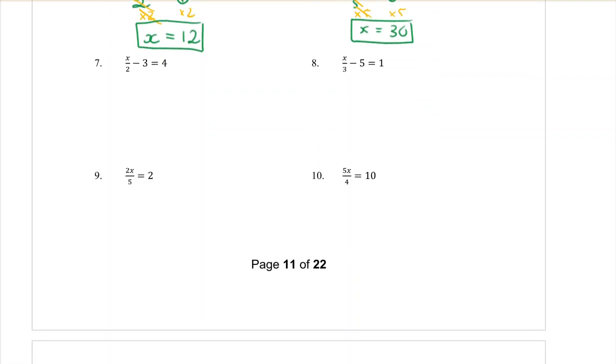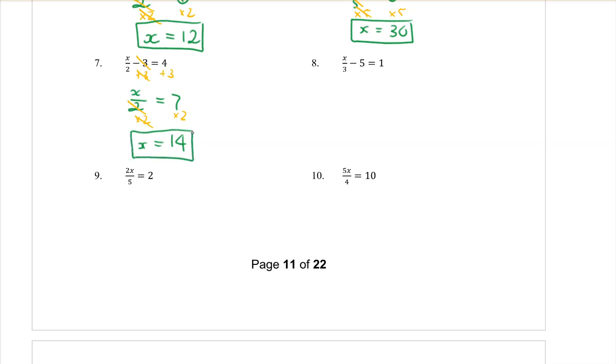Okay, question 7. First thing to do is to add the 3. Little plus 3 underneath both the sides. Keep that equation balanced. That gives x over 2 equals 4 plus 3 makes 7. Second step, times by 2. And we get x equals 14.